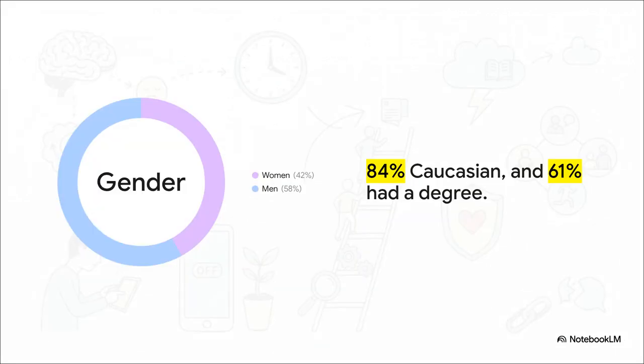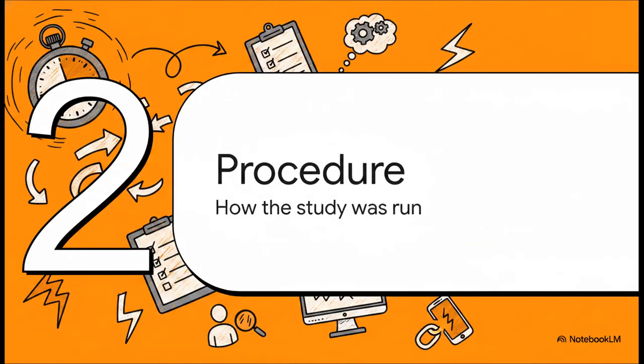Now, the demographic breakdown of those 114 people is highly specific, and you'll want to remember this. We're looking at 42% women and 58% men, mostly spanning their late 30s to mid-40s. But look a little closer at their backgrounds. A massive 84% were Caucasian, and 61% held a 4-year university degree. So we're talking about a very specific, pretty well-educated group here. That is a crucial detail you'll absolutely want to keep in your back pocket for when we evaluate the study later on. Moving on to Section 2, the procedure.